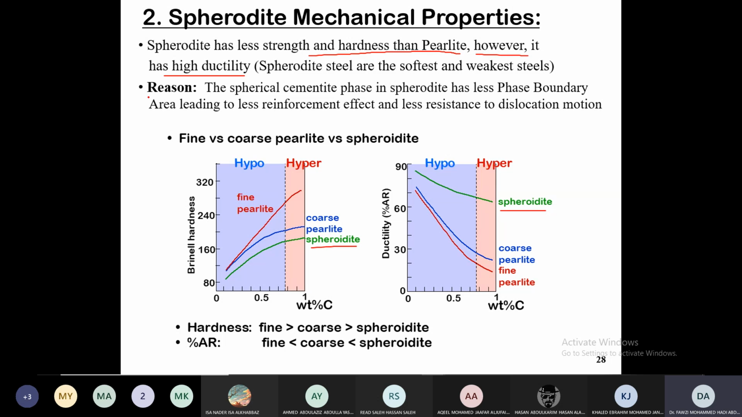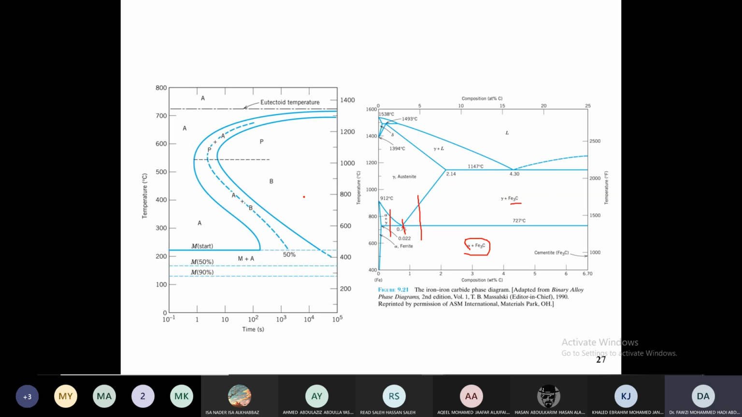Why is that? I'm explaining that here. I already explained that before. If you remember the formation of the spheroidite phase, how did that happen? Actually, how does it happen? It happens by cooling, heat treating the material basically, and going in the pearlite zone.